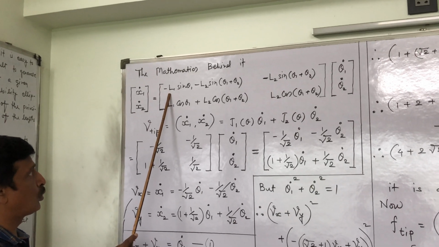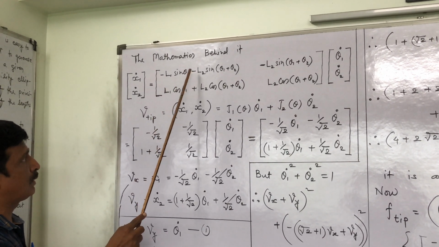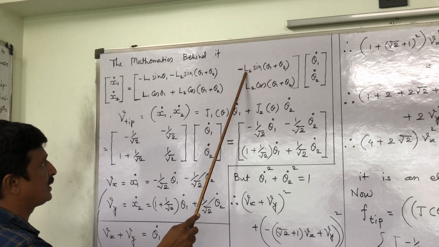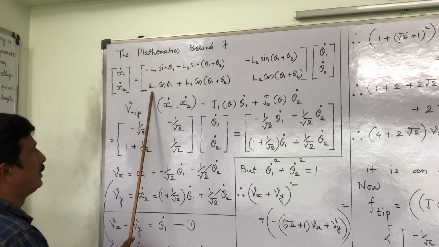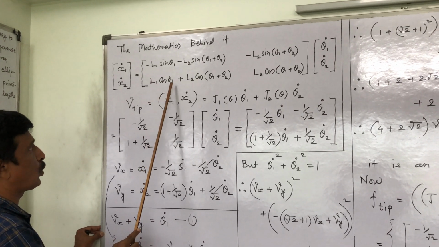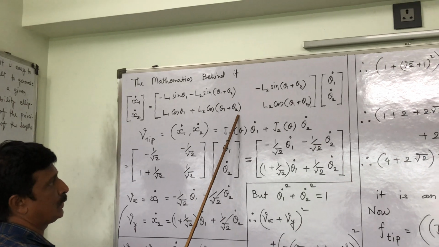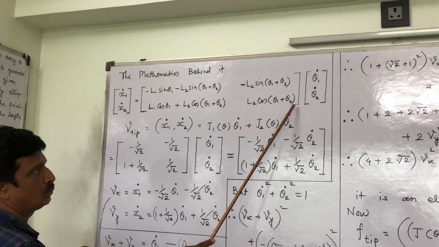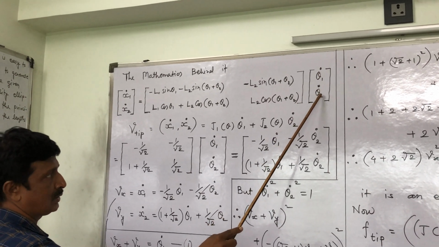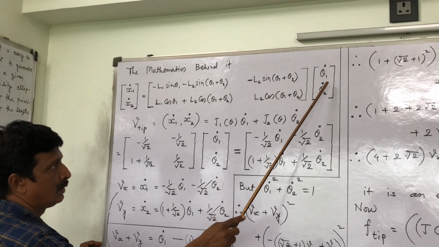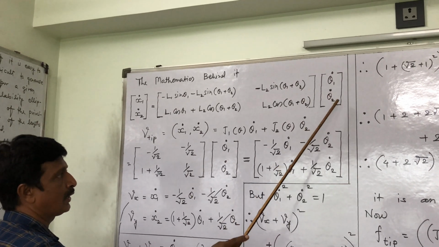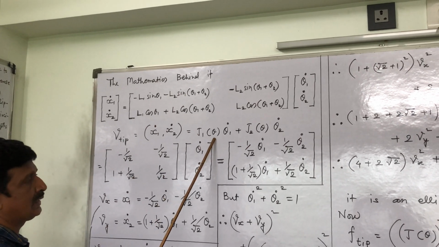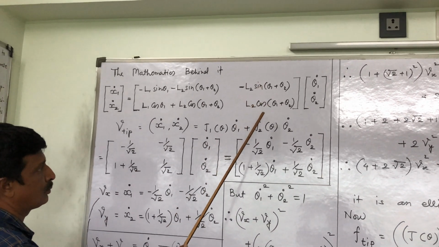For a 2R planar robot, the general formula is: first row, minus L1 sin theta 1 minus L2 sin of theta 1 plus theta 2, and the first row second element is minus L2 sin of theta 1 plus theta 2. Second row first element is L1 cos theta 1 plus L2 cos of theta 1 plus theta 2, and the second row second element is L2 cos of theta 1 plus theta 2, into theta 1 dot, theta 2 dot. It is the joint angular velocity, first joint, and this is the second joint angular velocity. The first column is J1 of theta, the Jacobian. This second column is J2 of theta.